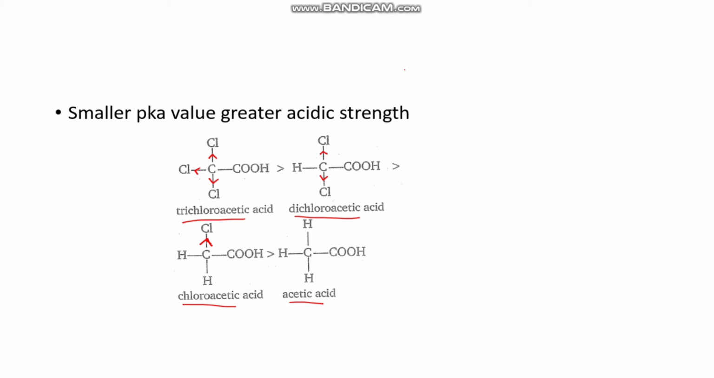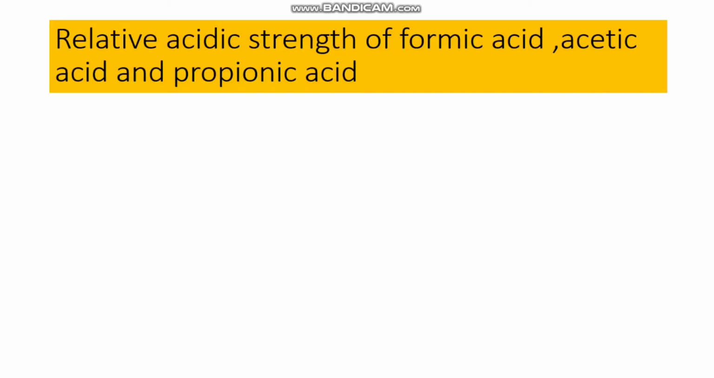And there is one more point over here, that is smaller the pKa value, greater will be the acidity. Okay, so this is about acidities of chloroacetic acid and acetic acid. Now we'll discuss the acidic strength of formic acid, acetic acid and propionic acid. Okay, so let's discuss the structure.